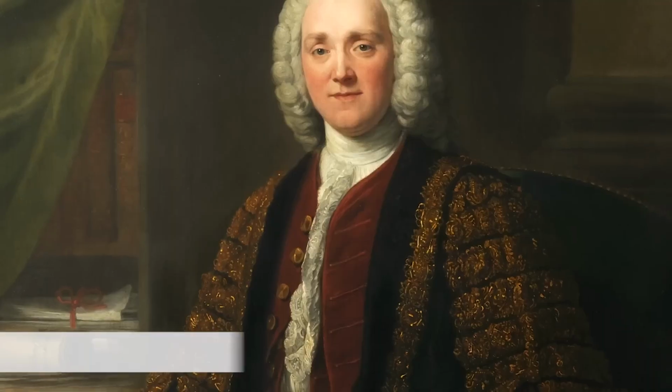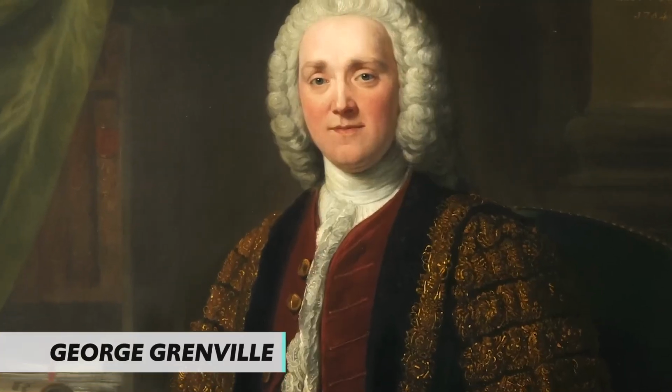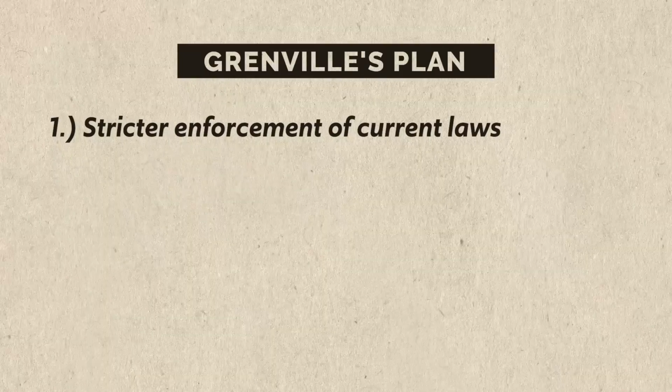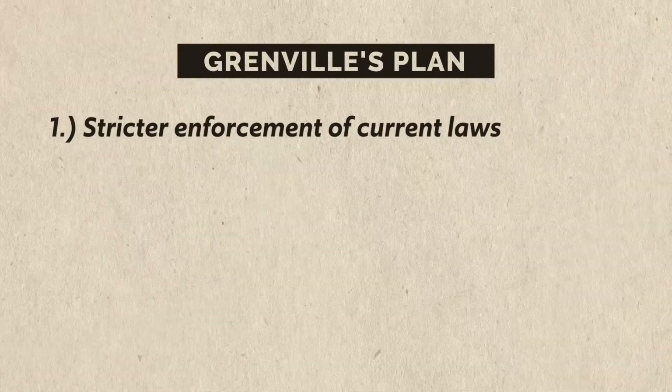And that situation went on for a long time, but now that Britain was in serious need of some cash, they were like, salutary neglect? Shut it down. So in order to regain control of the colonies, British Prime Minister George Grenville implemented a three-pronged plan. The first part of the plan included stricter enforcement of the current laws like the Navigation Act, which, as I mentioned, colonists routinely avoided through smuggling.